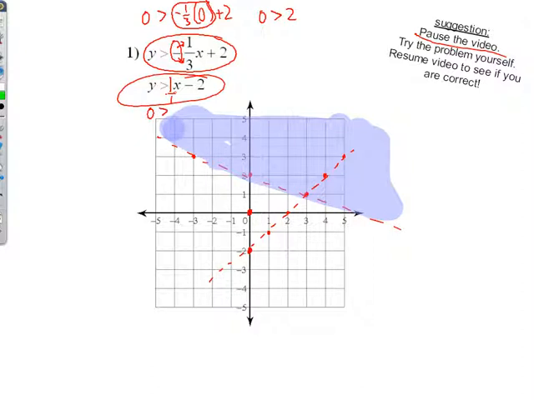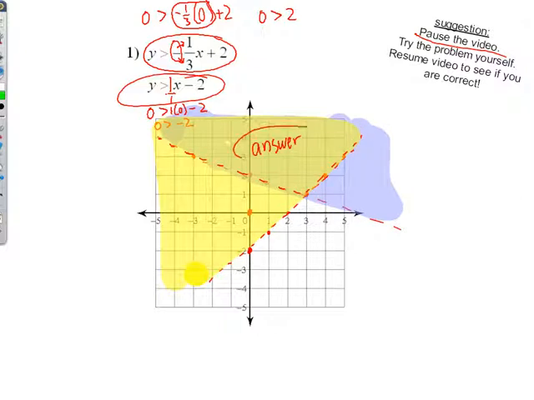Then I have to determine if I'm going to shade on the 0, 0 side or not. So I go 0 greater than or equal to, well, 1 times 0 is just 0. So I've got 0 greater than or equal to negative 2. Is 0 greater than or equal to negative 2? It is. Therefore, I'm going to shade where 0, 0 lies and everything else on this side of the dotted line. So you can see where the overlap is. That is where my answer is. It's this section right here. Hopefully you got that one right.